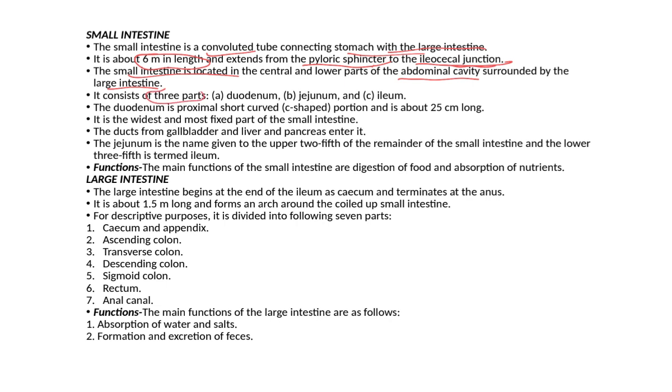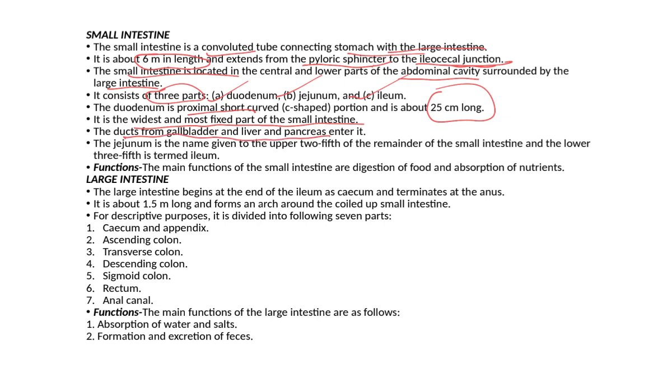It consists of 3 parts. What are they? Duodenum, jejunum and ileum. The duodenum is proximal short curved C-shaped portion and it is about 25 cm long. Widest most fixed part of the small intestine. Which one? Duodenum. The ducts from gallbladder and liver and pancreas enter the duodenum.